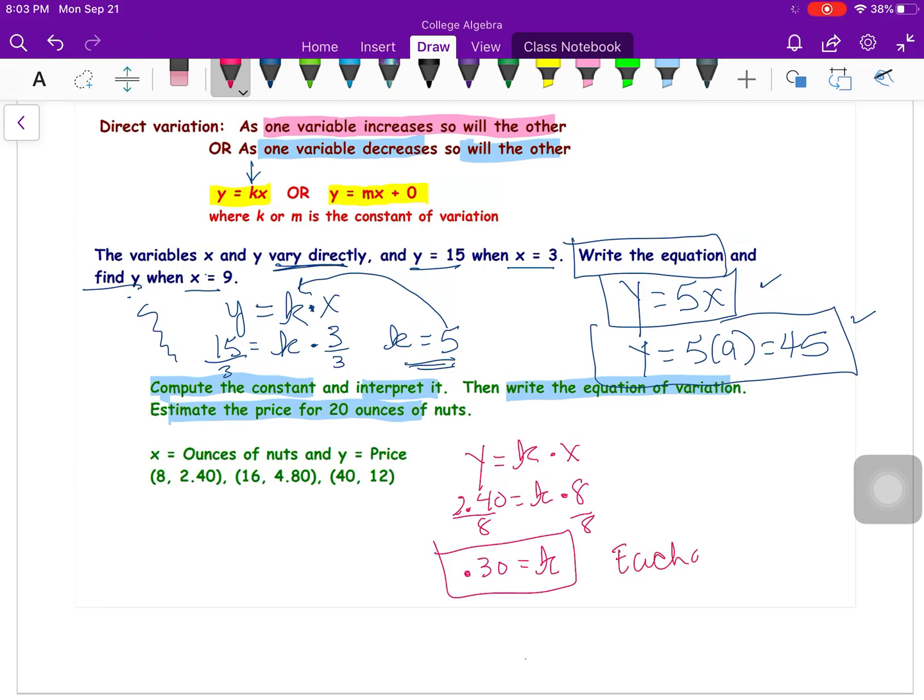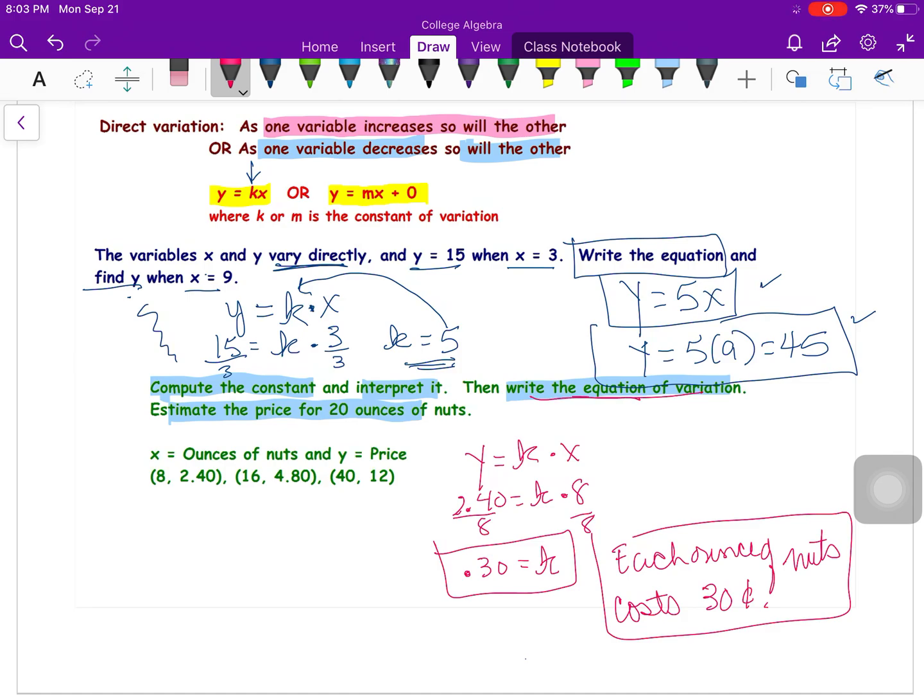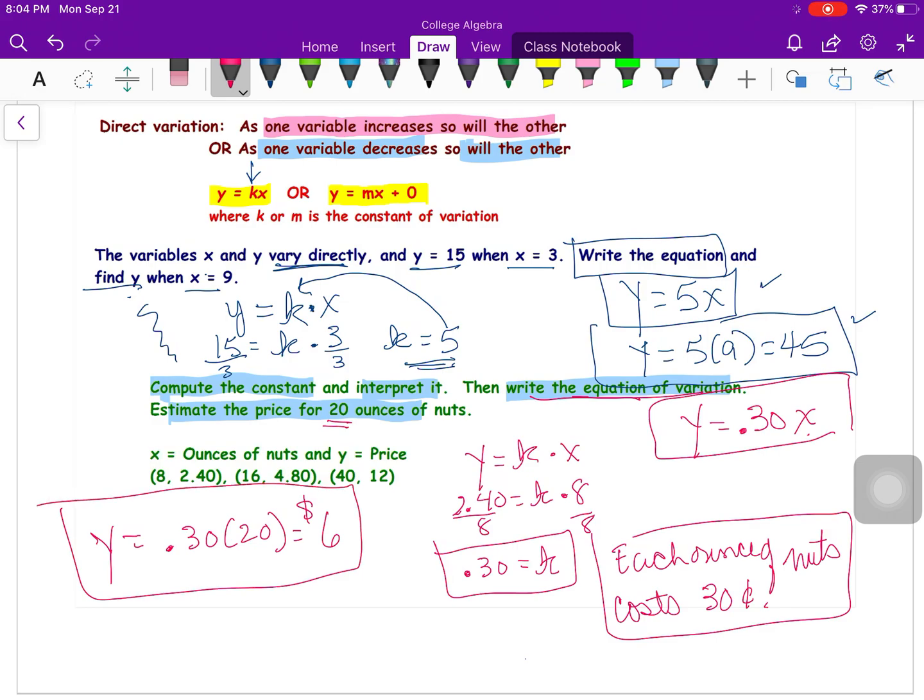Each ounce of nuts costs 30 cents. Write the equation of variation. That would be y equals k, 0.30 times x. Now, estimate for 20 ounces. So I'm going to put a 20 in the x. Y equals 0.30 times 20. That equals 6. $6 for those 20 ounces of nuts.